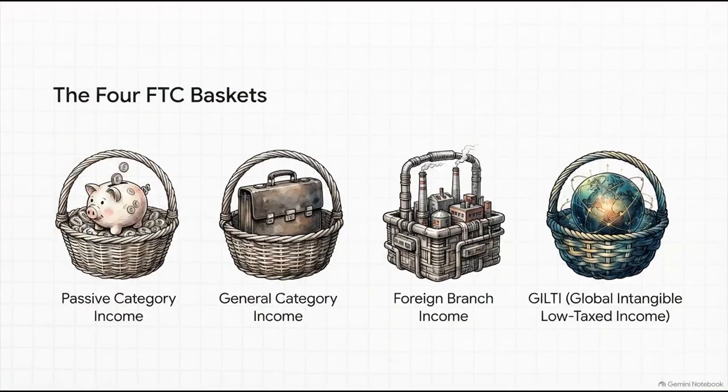But wait, the IRS doesn't just let you lump all your global income together. To keep things incredibly strict, they force taxpayers to segregate their foreign source income into 4 distinct baskets: passive income, general income, foreign branch income, and GILTI. Why? Mostly to prevent a multinational company from blending highly taxed business income in one country with low-tax passive investment income in a tax haven, just to artificially maximize their tax credits.